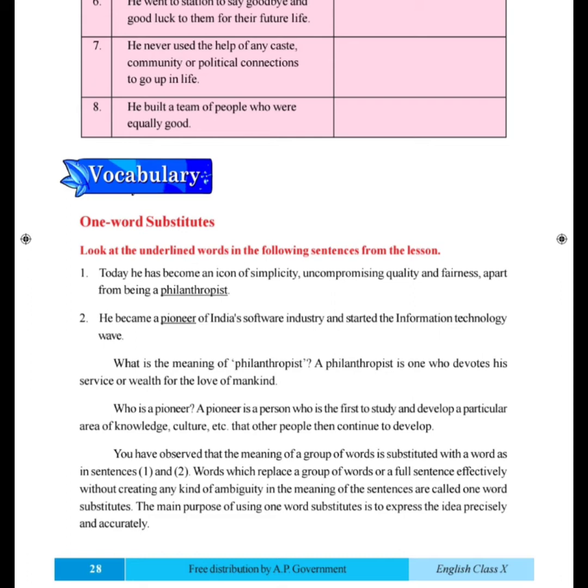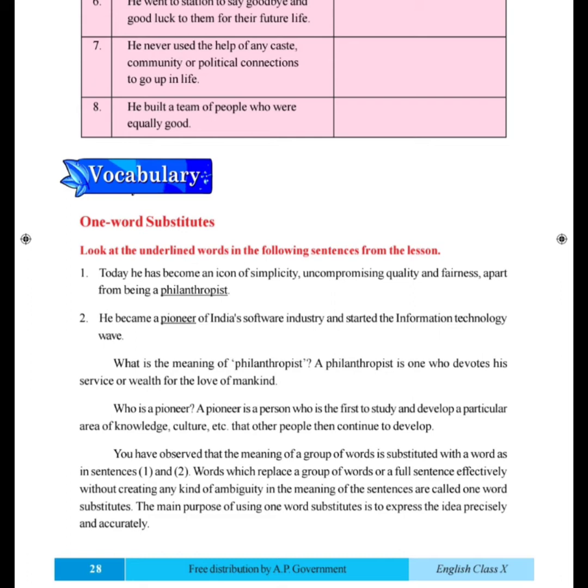And philanthropist is the underlined word given over here. Second sentence. He became a pioneer of India's software industry and started the information technology wave. And the word that is underlined over here is pioneer. What is the meaning of philanthropist? A philanthropist is one who devotes his service or wealth for the love of mankind. Who is a pioneer? A pioneer is a person who is the first to study and develop a particular area of knowledge, culture, etc. that other people then continue to develop.